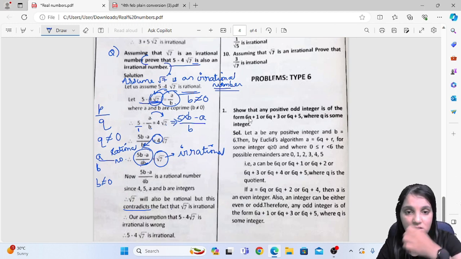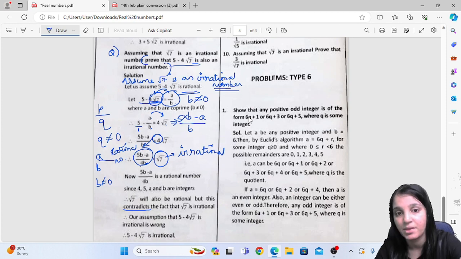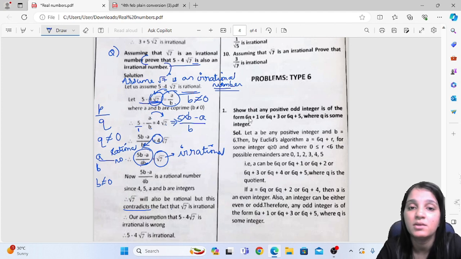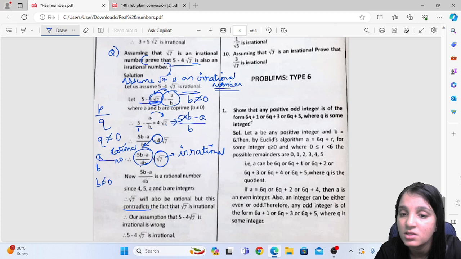Okay. So these are the main 3 types of problem which are asked in the exam. Now this type is there in your syllabus, but it is not asked mostly. Still we will do that question. Okay. Show that any positive odd integer is of the form 6q plus 1, 6q plus 3 or 6q plus 5, where q is some integer.